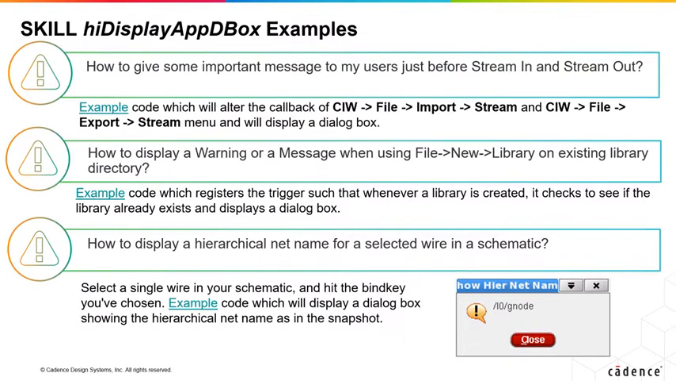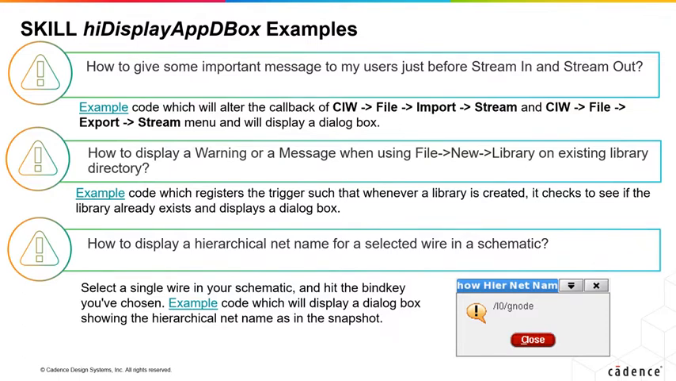Here are several skill application dialog box examples, which use the function HI display app dbox. The first one here is how to give some important message to my users just before stream in and stream out. So the example code here will alter the callback of the CIW file import stream and CIW file export stream menu to display a dialog box and present the user with a message.